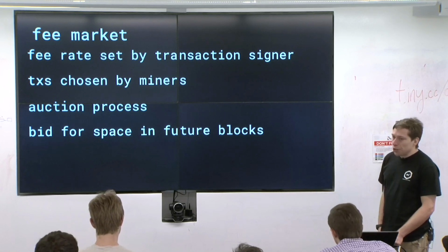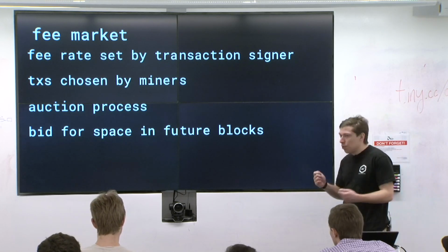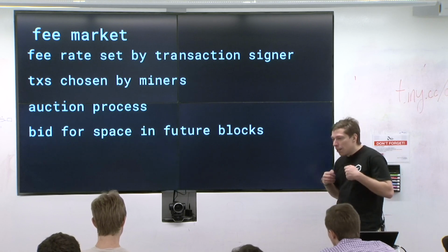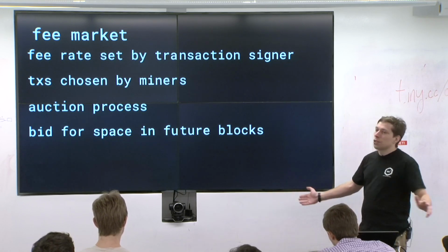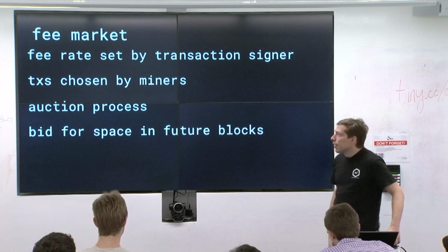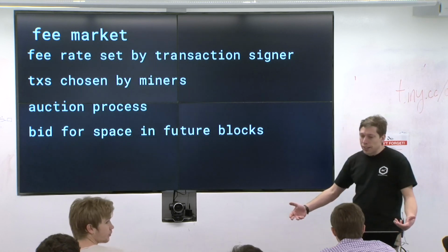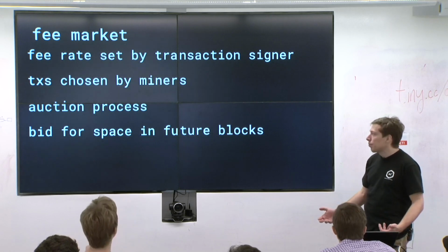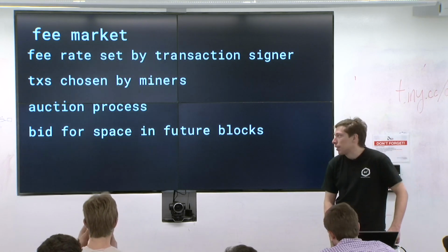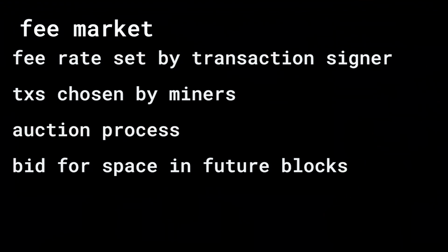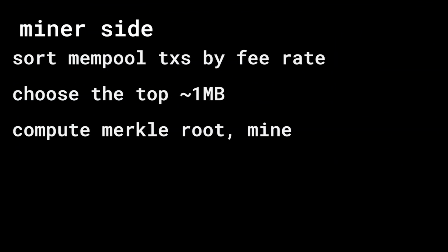The transactions, however, are chosen by the miners. So the idea is you create your transaction, set your fee, throw it out there. Everyone broadcasts it to everyone else. And the miner then looks at all these fees, looks at all these transactions and chooses the best ones. It's essentially an auction process where you're bidding for space in a future block that has not yet been created.